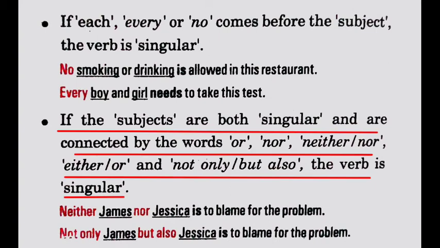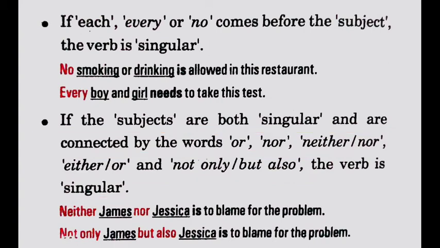Okay. Next, if the subjects are both singular and are connected by the words or, nor, neither nor, either or, not only but also, then the verb will be singular. So if both the subjects are singular and these words are there, then the verb will also be singular. For example, neither James nor Jessica is to blame for the problem. So here both James and Jessica are singular. So we have used a singular verb.